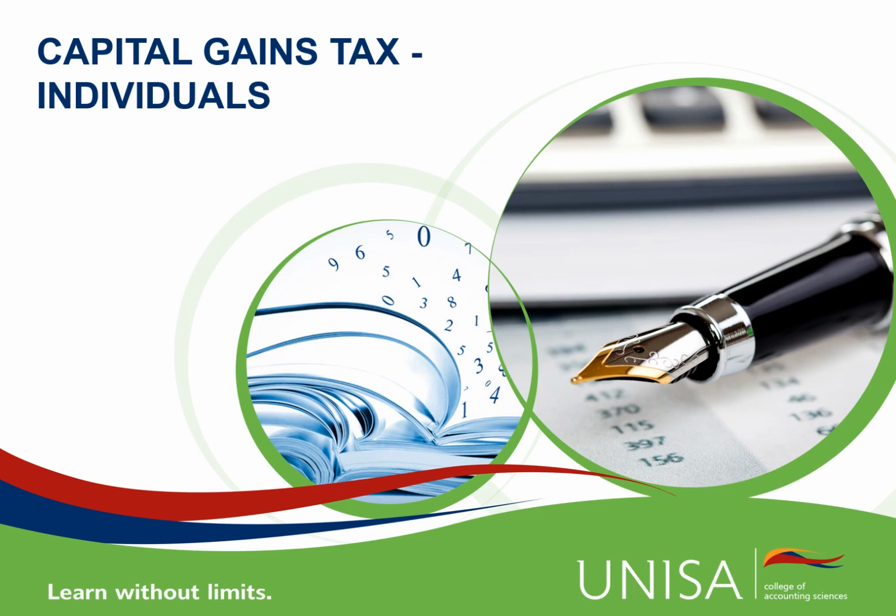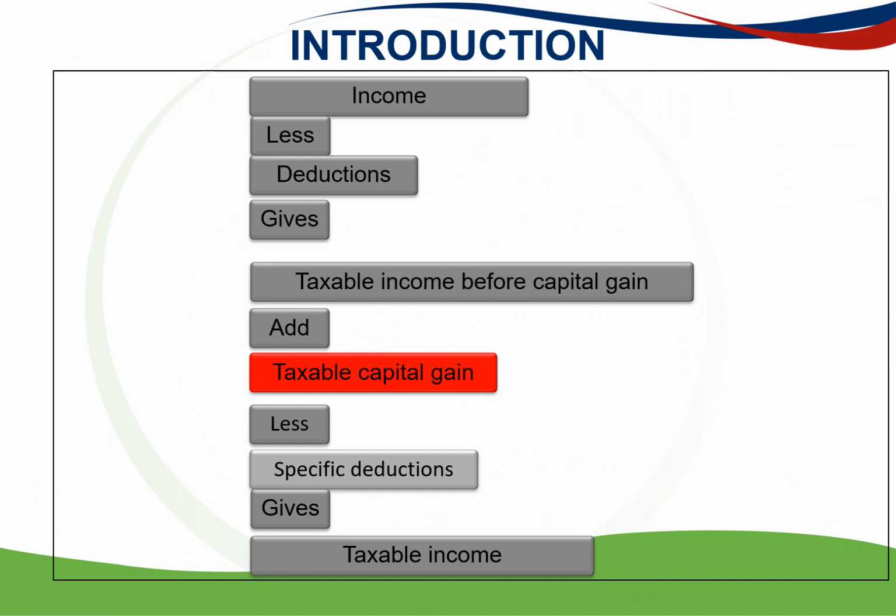Capital gains tax for individuals. Here we have the tax framework again. It starts off with income, which is gross income less exempt income, and then deductions are deducted. Those are general and other deductions. And then you get your taxable income before the capital gain. And here you insert your taxable capital gain if there is any, and it must be inserted in here in the correct order.